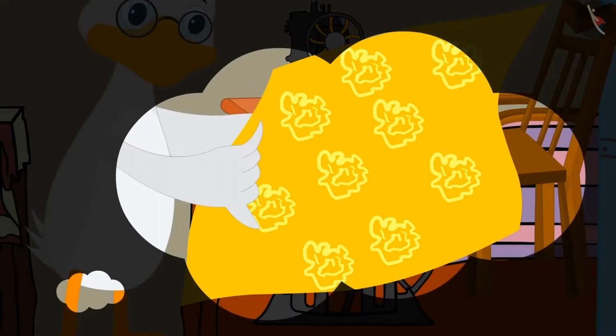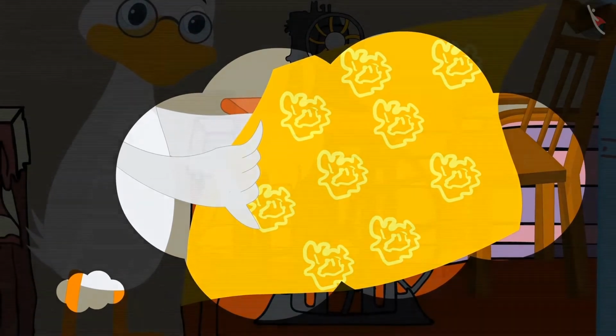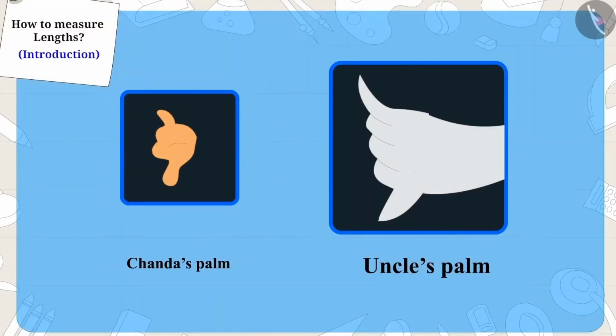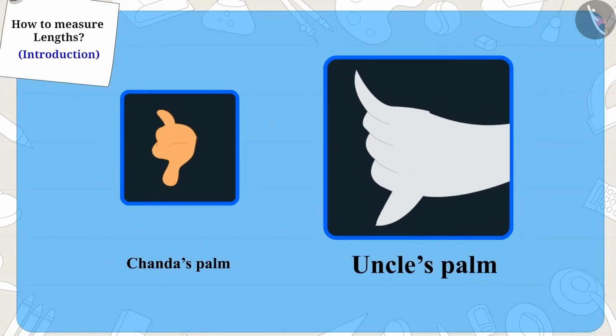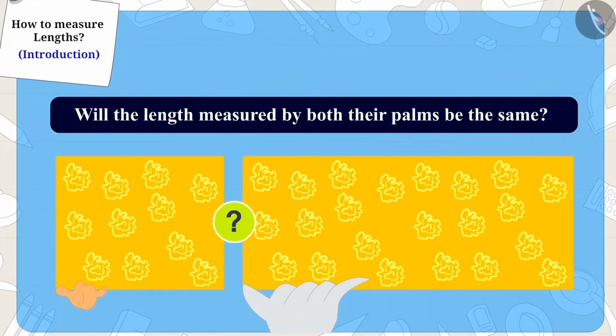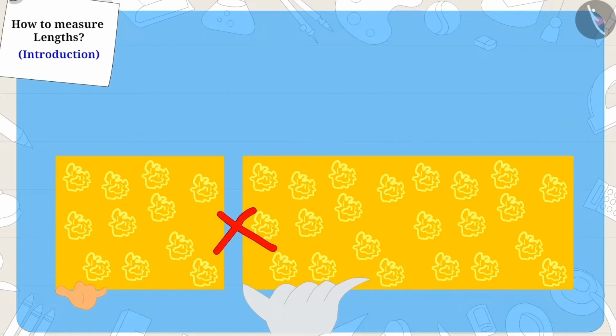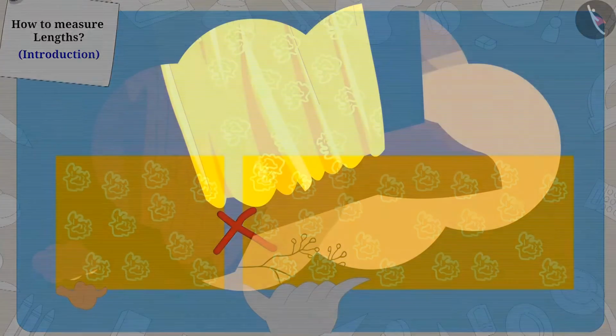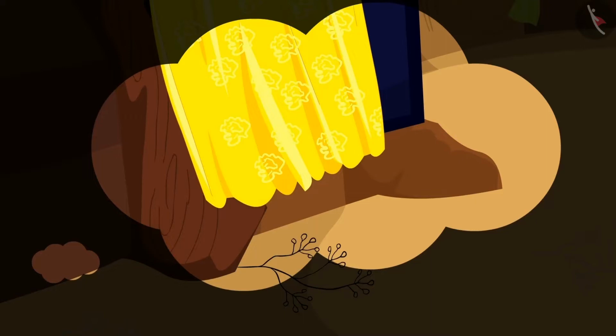And while giving the cloth, uncle had measured the cloth using his palms. Now Chanda's palms are so small and uncle's palms are so big. So will the length measured by both their palms be the same? No. That is why Chanda's window curtain reached the floor.